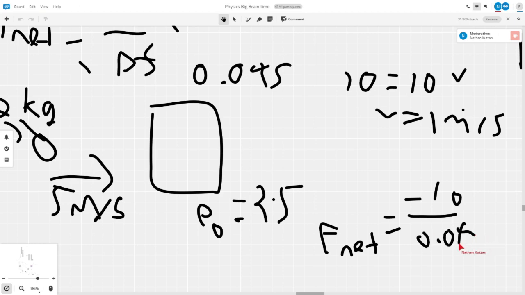And that would say that, or I didn't divide it there. All right, so that means it took 250 newtons of force in that direction, in the left direction, the negative x direction, to stop the ball in 0.04 seconds. All right. Are there any questions about this one?